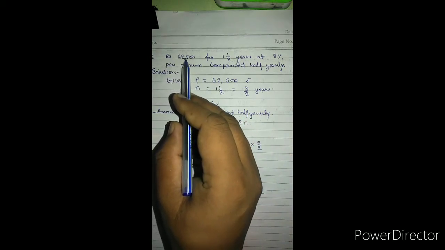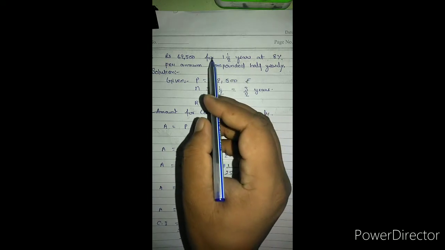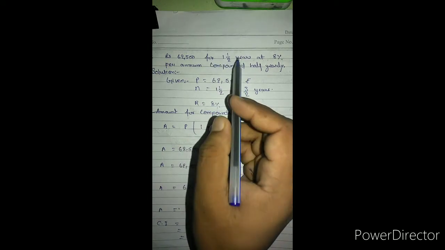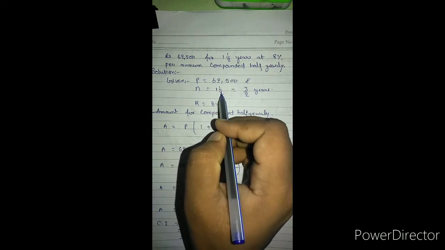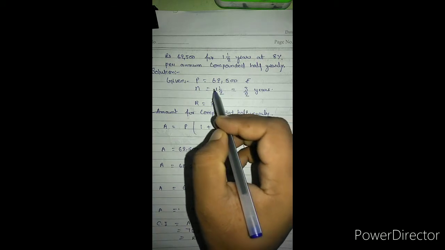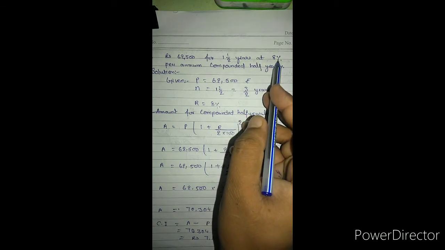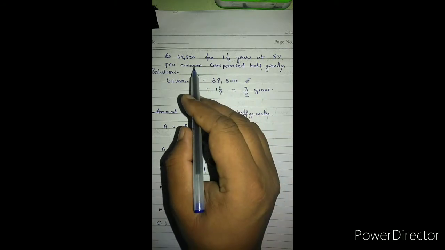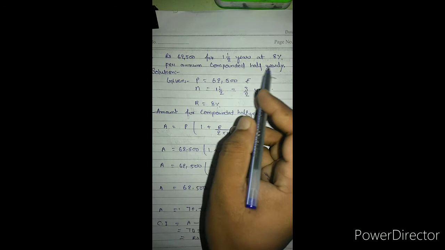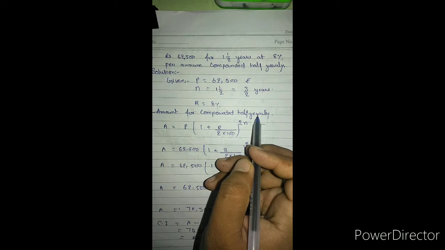Rupees 62,500 is the principal amount. So write here P is equal to 62,500 rupees. For 1 1/2 years means here number of years is given, n is equal to 1 1/2. Make it a proper fraction: 2 1s are 2, plus 1, 3 by 2 years. And rate is given here 8%, so R is equal to 8%, and the question is asking the amount compounded half yearly. So we have to calculate the amount for the compounded half yearly.